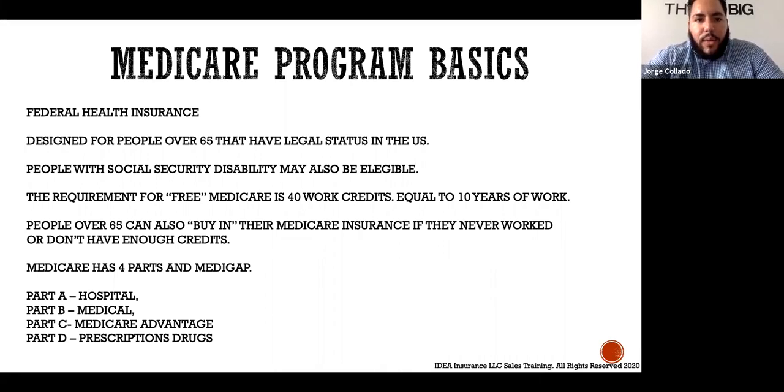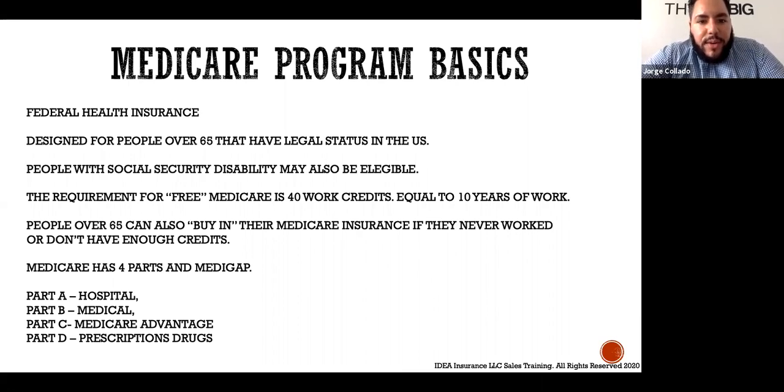People get a red, blue, and white card when they're eligible for Medicare. Medicare is designed for people over 65 that have a legal status in the US. Usually permanent residents or US citizens are the ones that are eligible for the Medicare program. People that have a work permit are not eligible. So only permanent residents and US citizens are eligible for the program.